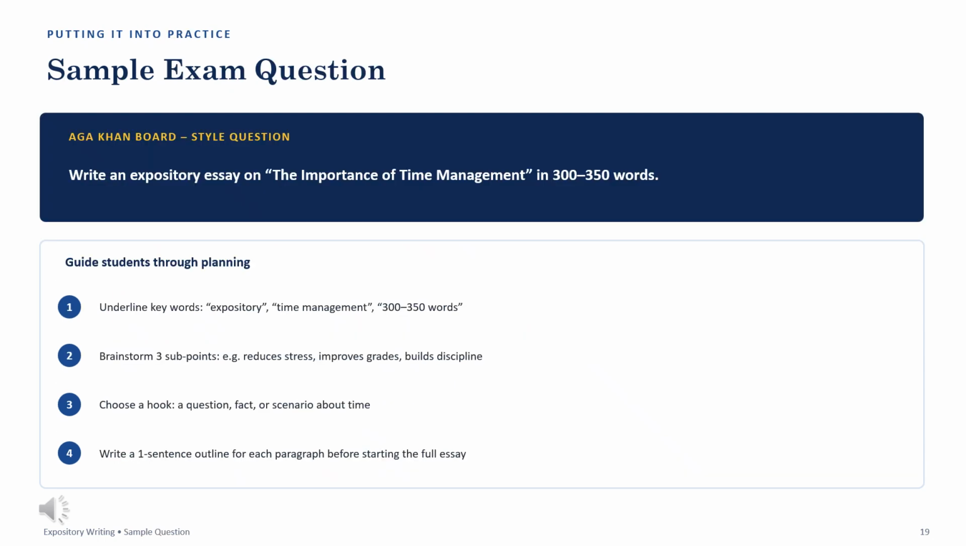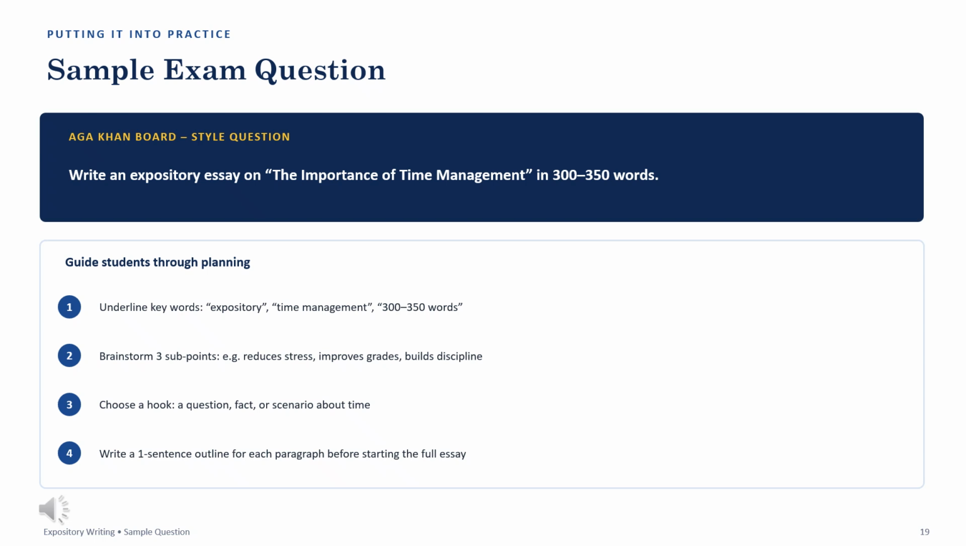Let's put this into practice with a real exam-style question, similar to what you might see on the Aga Khan Board exam. The prompt is, write an expository essay on the importance of time management in 300 to 350 words. How do we guide ourselves through planning? First, we underline the keywords: expository, time management, and 300 to 350 words. Second, we brainstorm 3 subpoints. For time management, we could choose reduces stress, improves grades, and builds discipline.